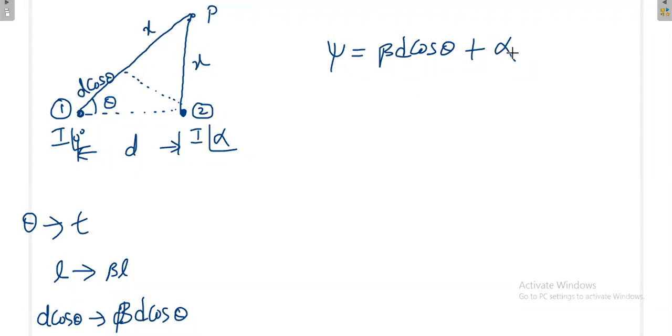Sometimes alpha may be 0 also. Both excitation phases can be 0 also, but for analysis purposes I can take anything later, that's why I'm taking alpha. So psi is equal to beta d cos theta plus alpha.